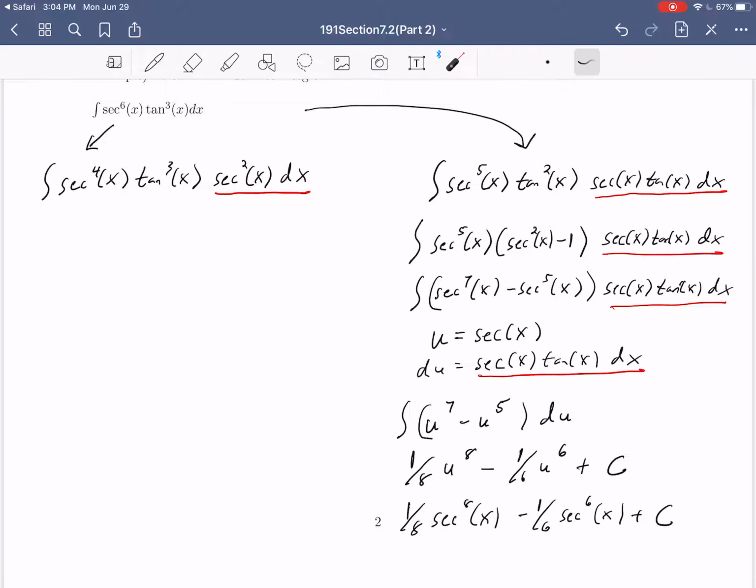What you will find, though, is you will get a very different looking answer. You'll get an answer entirely in terms of tangent, whereas our answer was entirely in terms of secant. They are equivalent answers because there are conversions between the secants and tangents, but do be aware that they will look pretty different. And that is something we should mention as we're getting deeper into these techniques of integration.